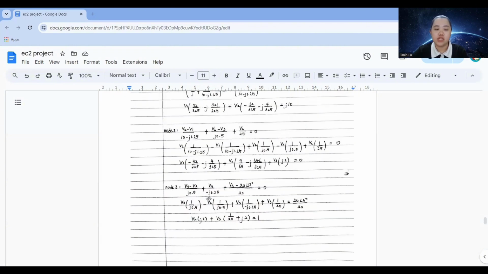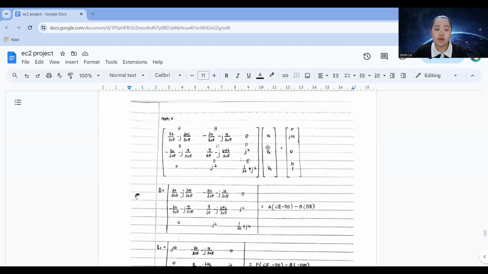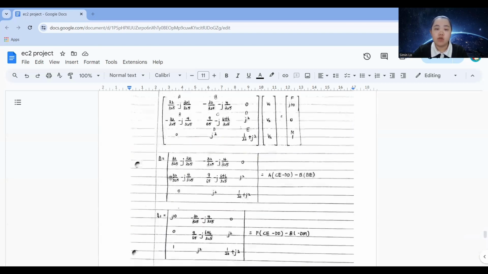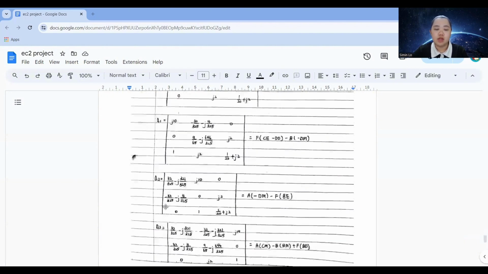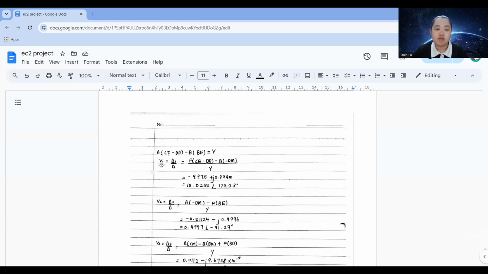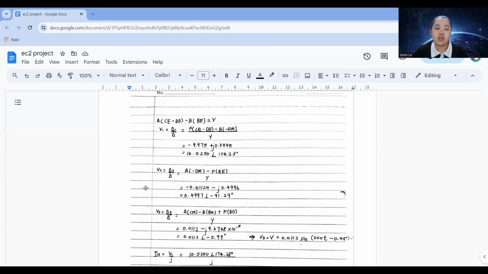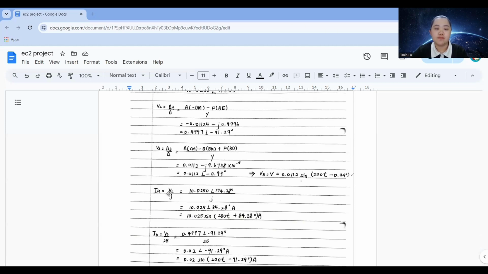Also, node 3 is V2 times j2 plus V3 times (1 over 20 plus j2) equal to 1. We convert it into matrix form, and we can find V1, V2, and V3 using Cramer's rule also. We found the delta values, delta 1, delta 2, and delta 3. Finally, we can find V1 equal to delta 1 over delta, V2 equal to delta 2 over delta, and V3 equal to delta 3 over delta.